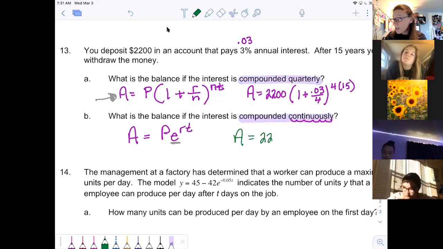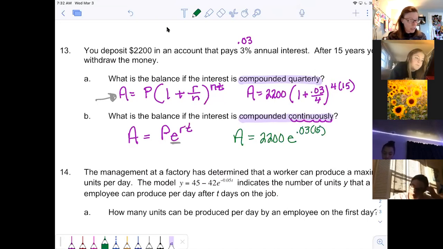So we still have 2,200 bucks. But we have the base E. The rate is still 0.03 and the time is still 15. So that would be the difference of the two formulas. One formula represents a different number of compoundings a year, and the second one is only used when it says compounded continuously.